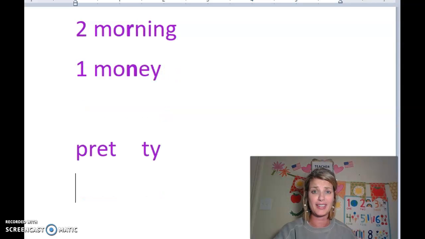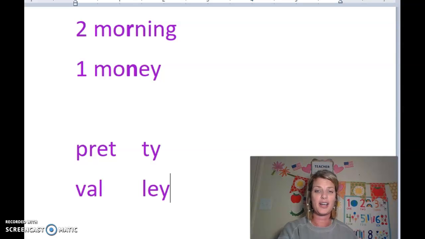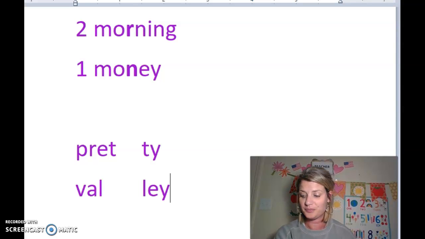Same thing for valley. Go ahead, draw your vertical line between your double consonants, which are the L's there, and then write those syllables in, V-A-L, and then L-E-Y for your second syllable. Now we're going to draw a vertical line between the base word and the suffix. Write this syllable on the line.